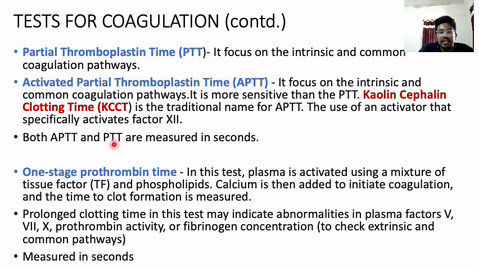Both APTT and PTT are measured in seconds. Next is the one-stage prothrombin time. In this test, plasma is activated using a mixture of tissue factor and phospholipids. Calcium is then added to initiate coagulation, and the time to clot formation is measured. So this is used mostly to check the extrinsic and the common pathway, because you know that in the extrinsic pathway, tissue factor or the tissue thromboplastin is required. So for the extrinsic and common pathway, the one-stage prothrombin time, which is measured in seconds, is used.